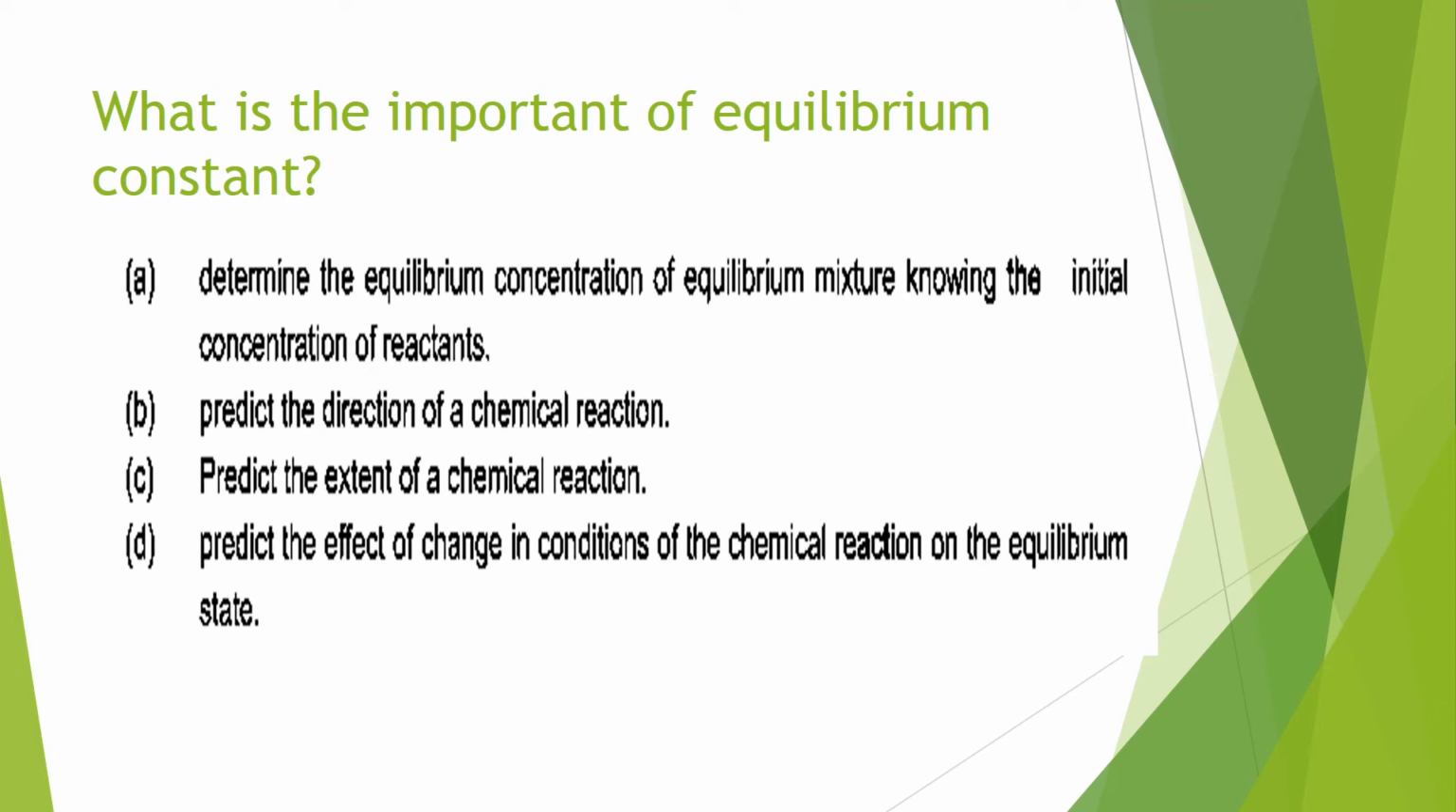And the last point is to predict the effect of change in conditions of the chemical reaction on the equilibrium state. Equilibrium is only established when temperature, pressure, volume and concentrations remain the same, remain constant. If you change anything in one of them, the equilibrium state will change. So by changing the conditions, we can predict the effect of these changes on the equilibrium state.